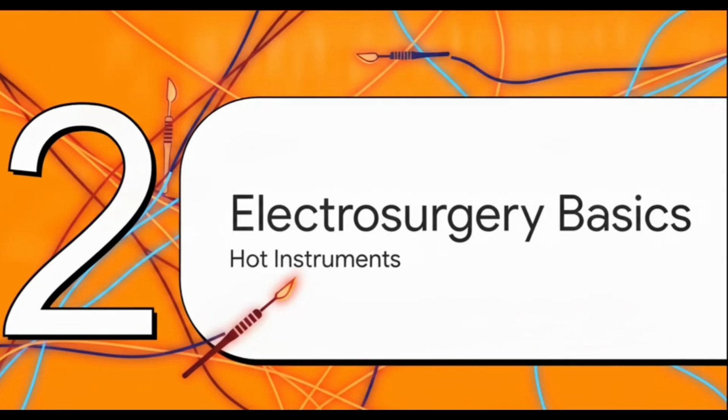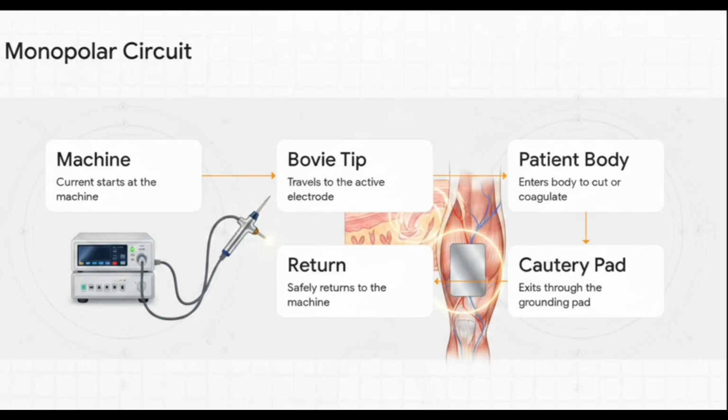Moving on to section 2, basics of electrosurgery. Time to talk about hot instruments. Let's break down the actual biophysics of monopolar cautery step by step so the logic of this circuit gets permanently wired into your head. Pura circuit kaise complete hota hai? Step 1, the current originates at the machine. Step 2, it travels down the cord to the active electrode, which is the Bovie tip you're holding. Step 3, the current actually enters the patient's body to cut or coagulate tissue.